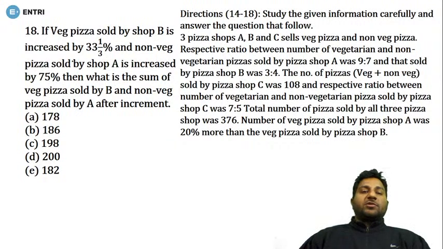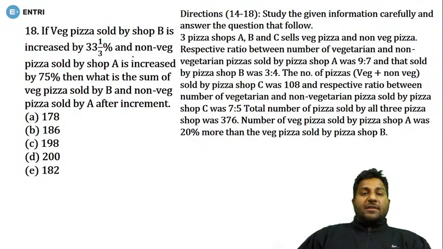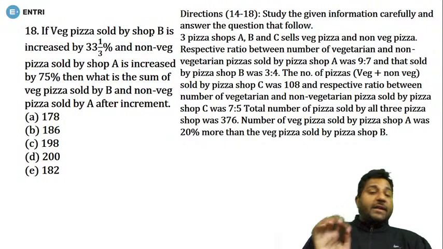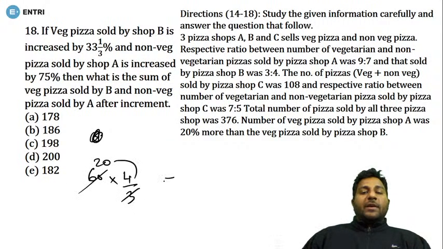If veg pizza sold by shop B is increased by 1/3. Let me have a look. I have to look at your comments and the screenshot I took, because I need to look at the data as well, and your data has to be very clear and clean. Okay, veg pizza of shop B was 60. If it is increased by 1/3, it has become 4/3, so it will become 80.